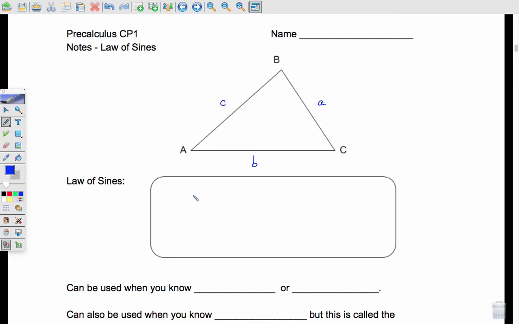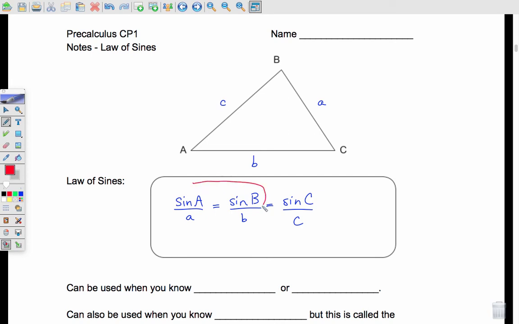Okay, this is the law of sines. The law of sines says that the sine of angle A divided by side A is equal to the sine of angle B divided by side B equals the sine of angle C divided by side C. Now, you will never use this entire formula at once. You will always use two pieces at a time.